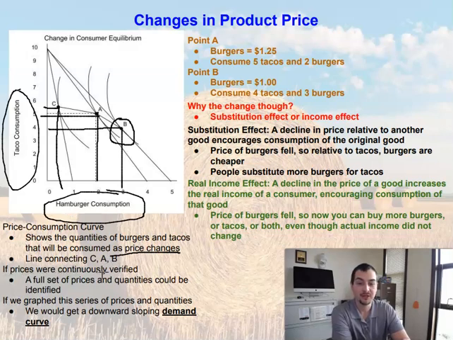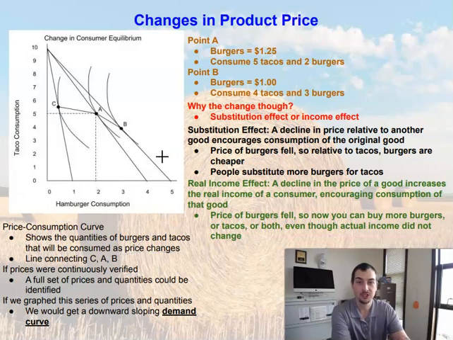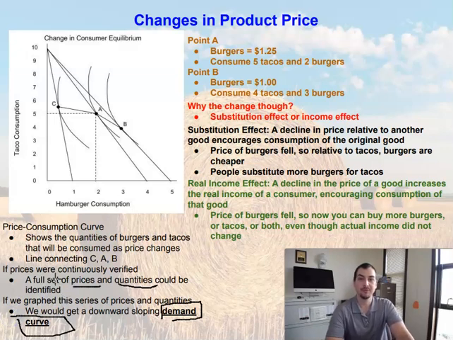So if the prices were continuously varied, guess what we could do? If we checked how much we are consuming at each price, then we could come up with a full set of prices and quantities for each good. If we graph these series of prices and quantities, we would get a downward sloping demand curve. So I mentioned at the very beginning of this, we are leading all of this up into a demand curve. And this is where we begin to connect the links.